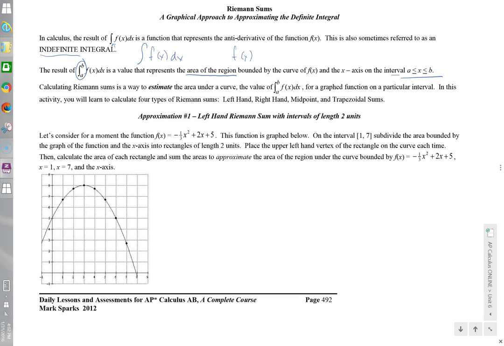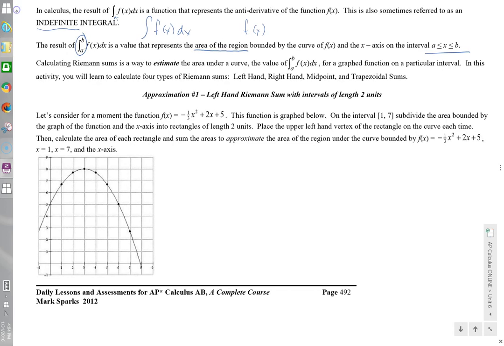So we're going to look at 4 different Riemann sums: left-hand, right-hand, midpoint, and trapezoidal. If you had watched the other video I had up, then you've probably already seen some of this. We just didn't really attach it to antiderivatives and calculus. This day in class has lots of pages, and a lot of it I'm going to let you do on your own.